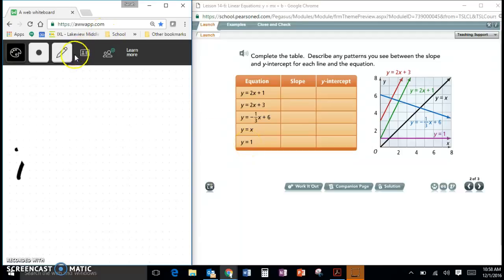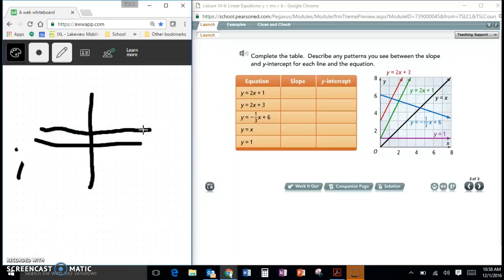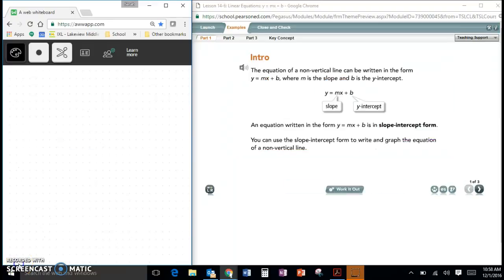Let's take a look at what that line would look like if we were to graph it. Okay, agree with me that this is your x-axis and this is your y-axis. So if y equals 1, that means that it would be a 0 slope. Slope would be 0 here, and it would actually make a horizontal line, and your y-intercept would be 1. So that one's a little tricky too. Let's head into the examples.